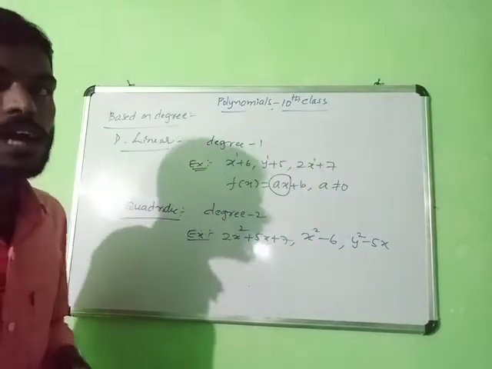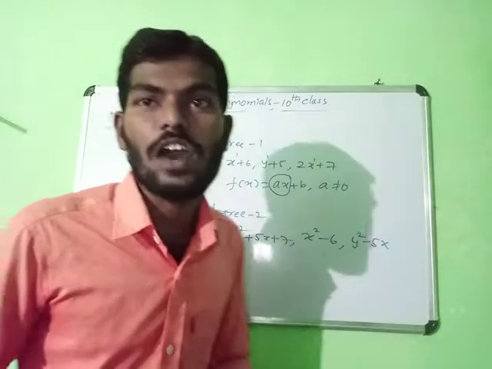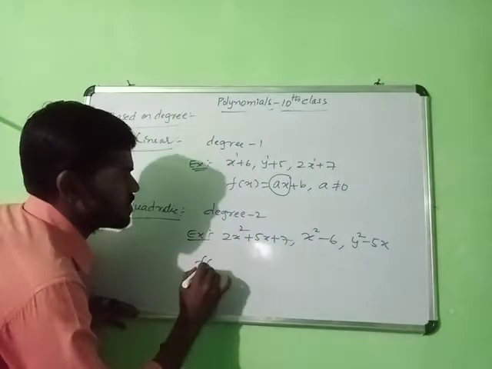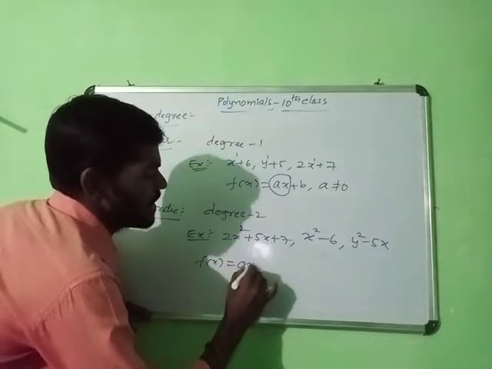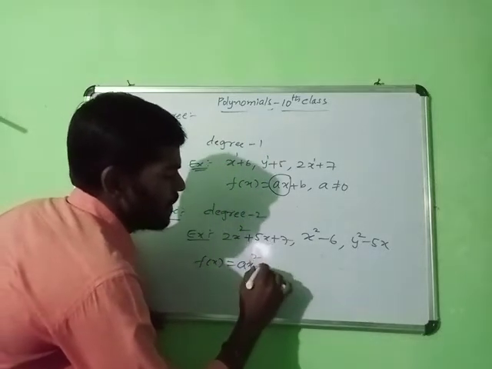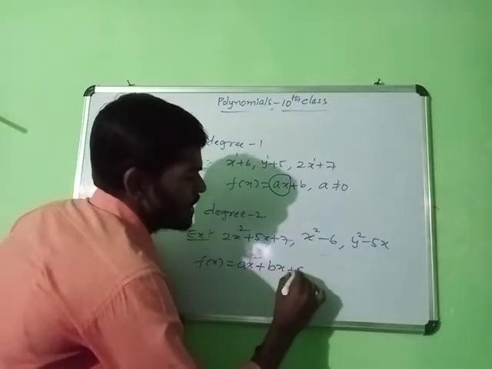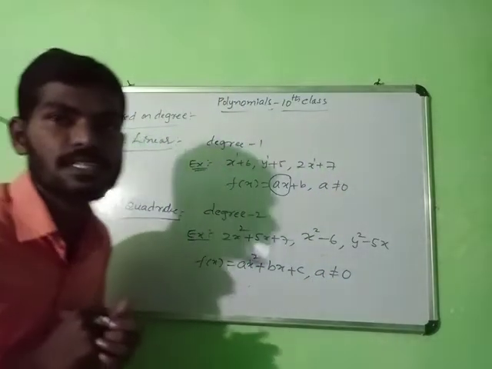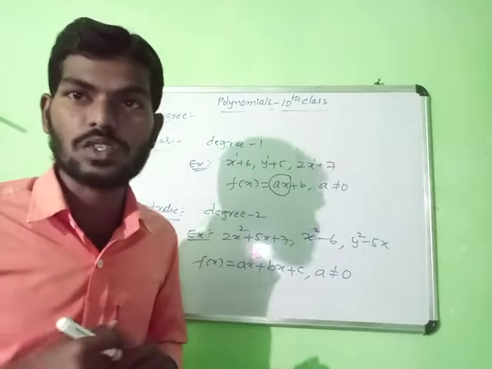quadratic polynomial. And in this also, the general form of a quadratic polynomial is given by f of x equals ax square plus bx plus c, comma a is not equal to 0. Ax square plus bx plus c, comma a is not equal to 0.